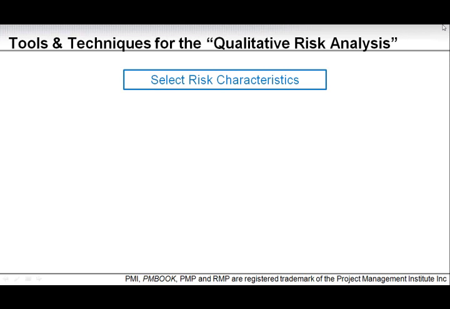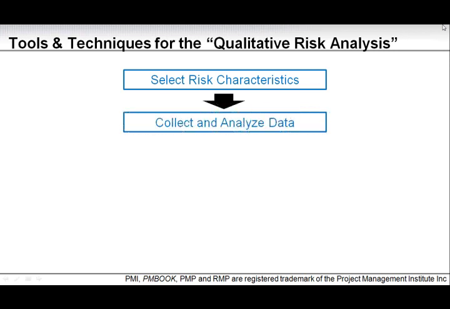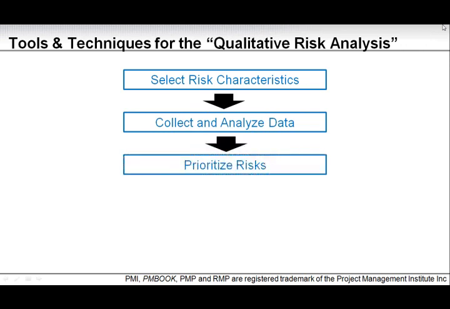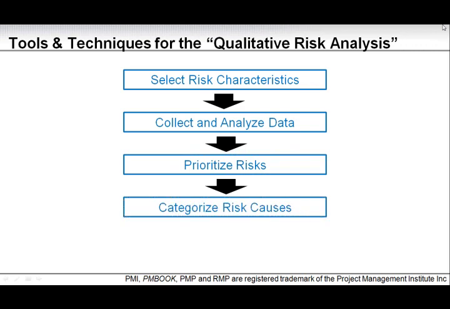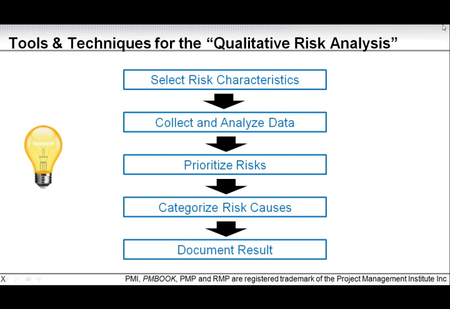So let's have a look at some of the tools and techniques for the qualitative risk analysis. Before we go into the PMI input-output tools format, let's just have a look at another summary. What we basically want to run through during our qualitative risk analysis is that we will first, based on the risk identified, select the risk characteristics. Then we will collect and analyze data about each risk. We will prioritize the risks. We will categorize the risk causes. And we will document the result.